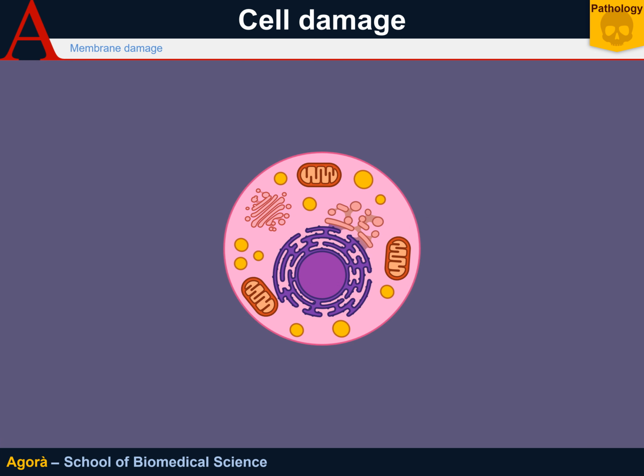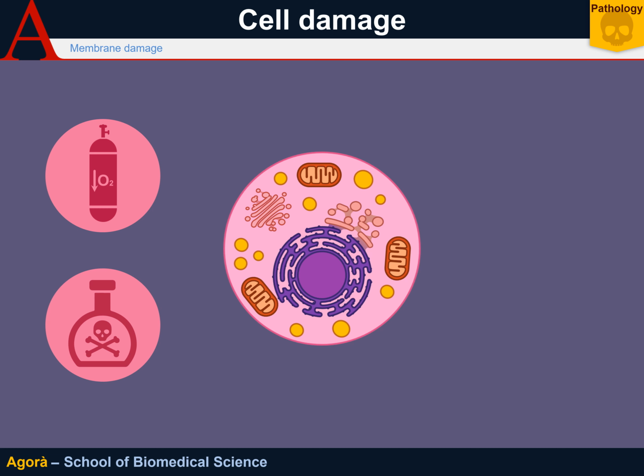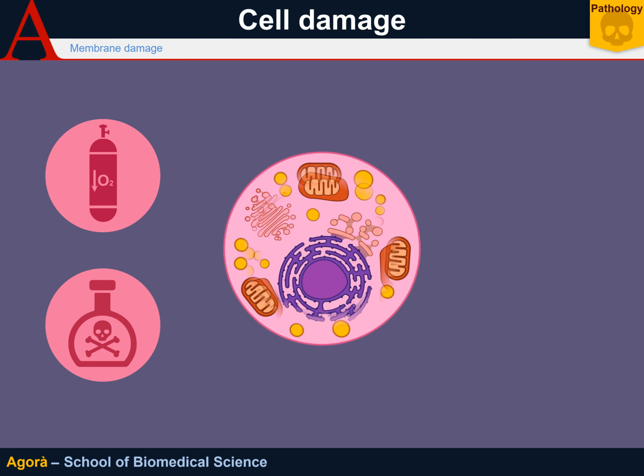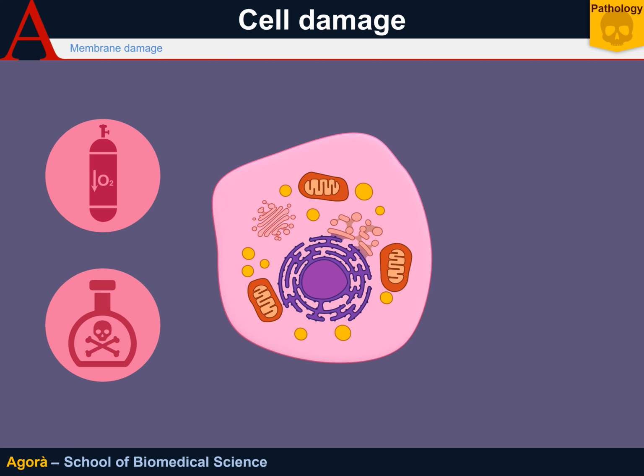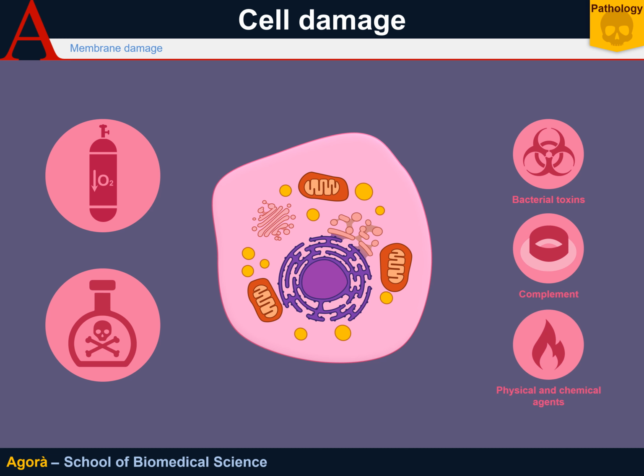Finally, an easy to understand but severe form of damage is that of membrane damage. This damage can be mediated by either hypoxia or toxic agents. Cells losing energy usually lead to incorrect management of osmotic gradients and therefore to cell swelling. Moreover, this phenomenon is linked to bacterial toxins directly inhibiting membrane pumps, to pore formation by complement, and to physical and chemical agents damaging membrane transport proteins.